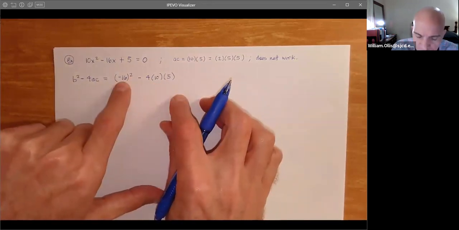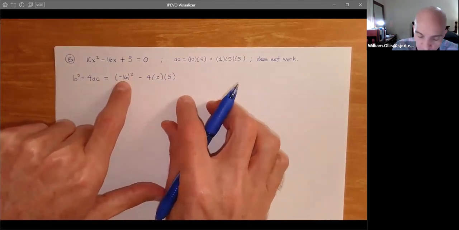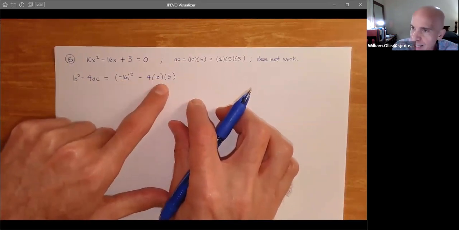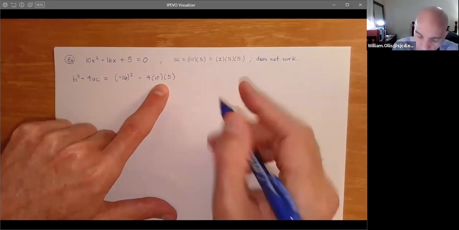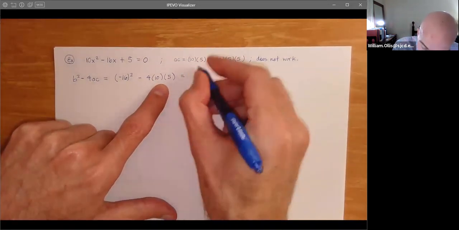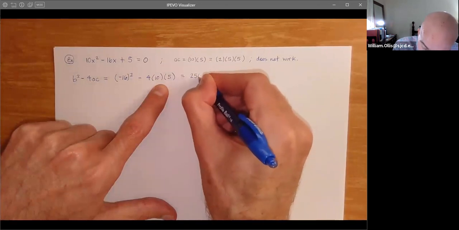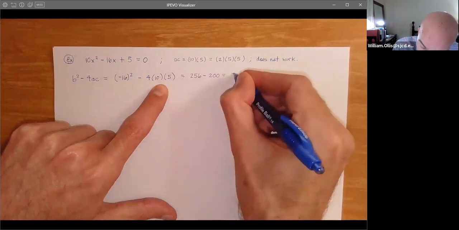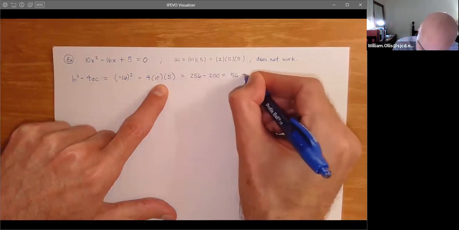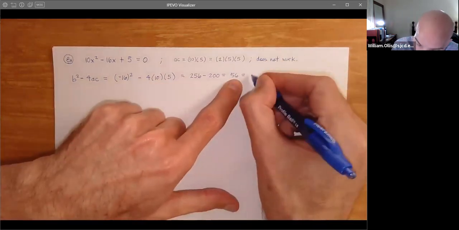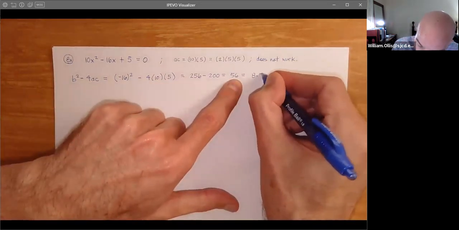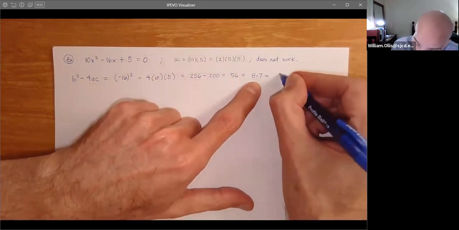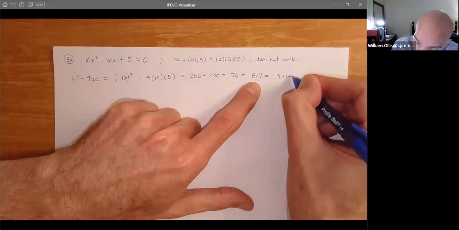But we know that negative 16 squared is a perfect square. That's 256. And of course, this is just 20 times 10, that gives us 200. So we don't even really need to worry about factoring here. This would just be 256 minus 200, which gives us 56. Now, if we look at this, this is just 8 times 7. And of course, 4 is a perfect square, so this gives us 4 times 14.